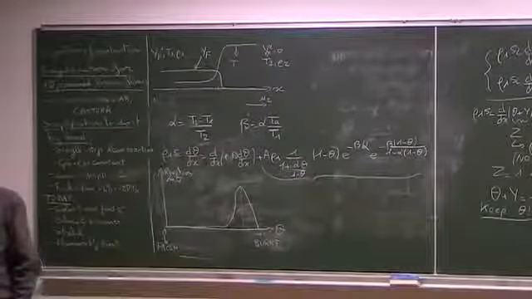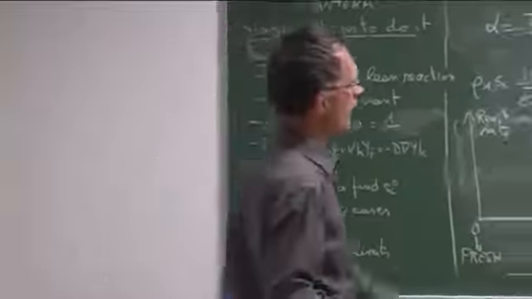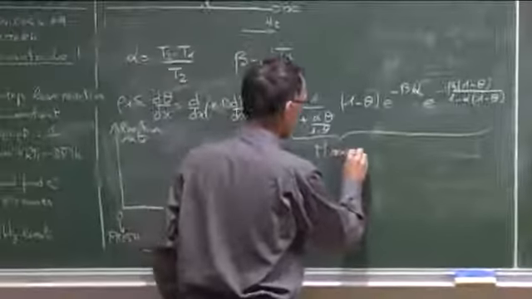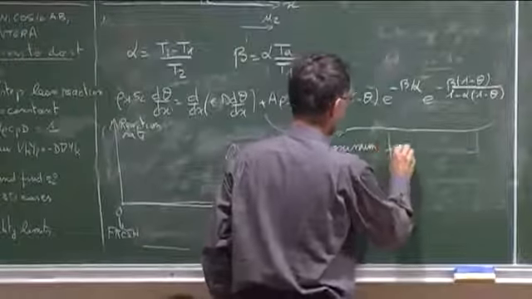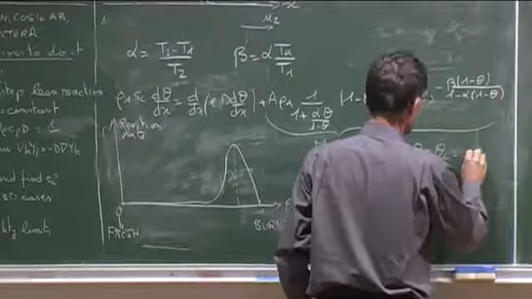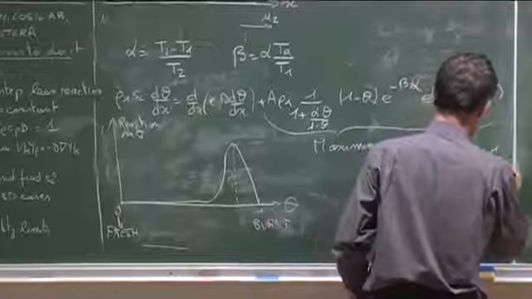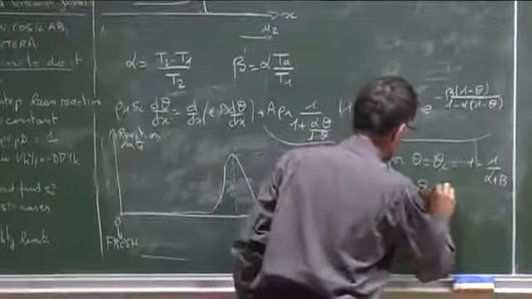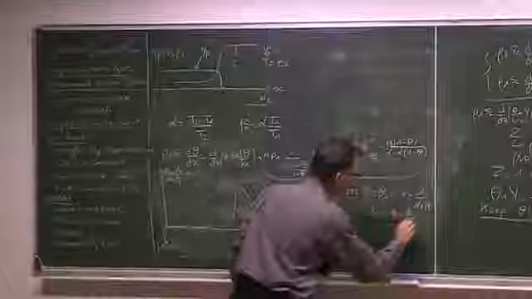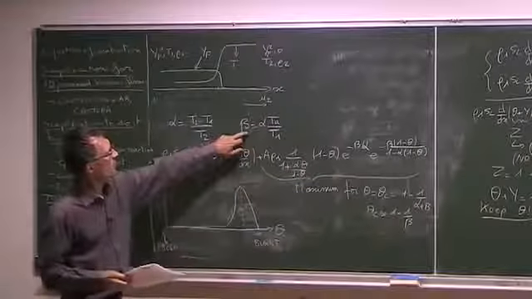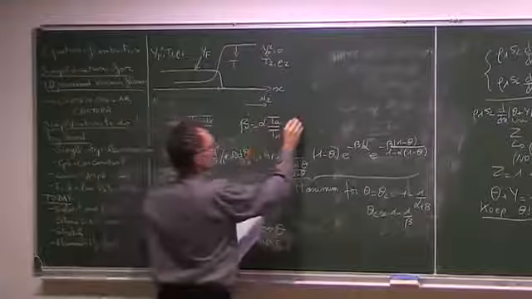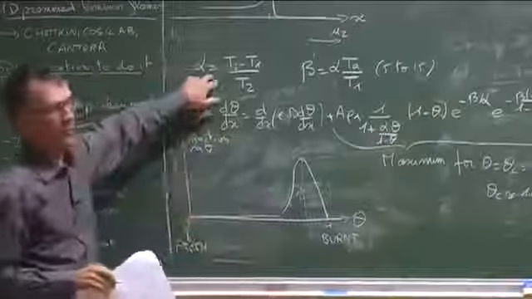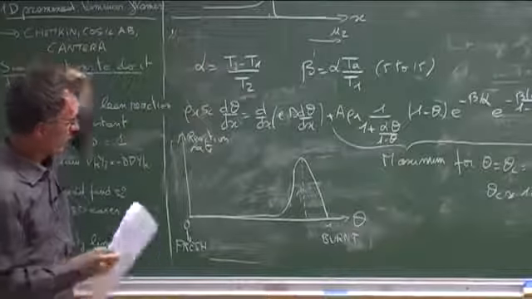For those of you who like to do some derivatives, if you try to look for the maximum value of that, you will see that this thing is maximum for theta equals theta critical, equal to 1 minus 1 over alpha plus beta, which is of the order of 1 minus 1 over beta, because beta, this number here, is of the order of 5 to 15, for example. Alpha is of the order of unity.